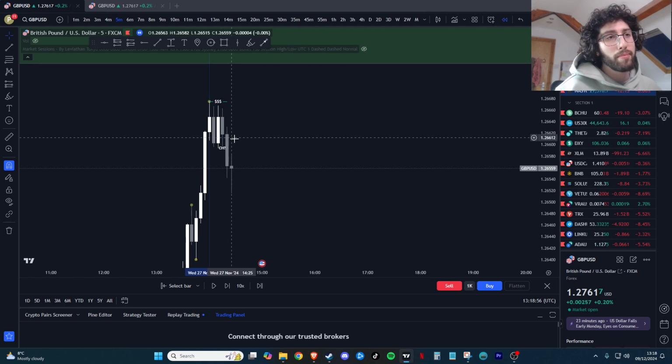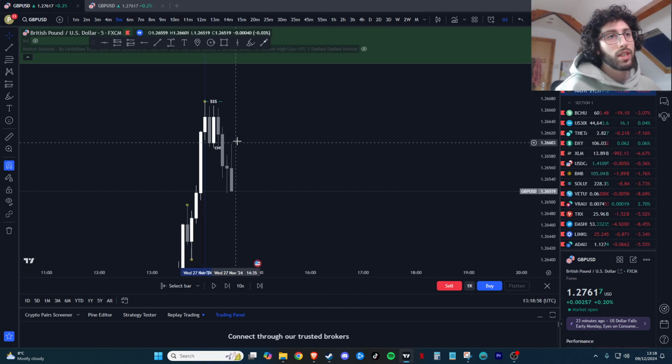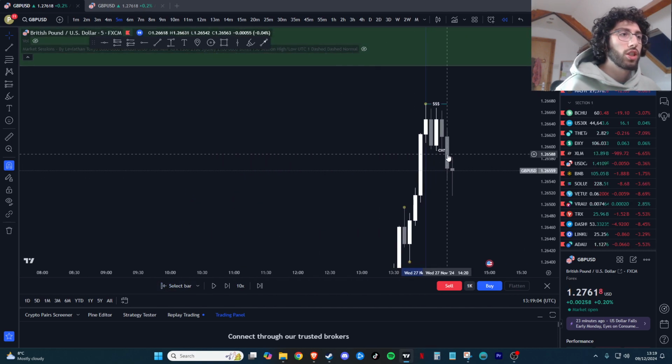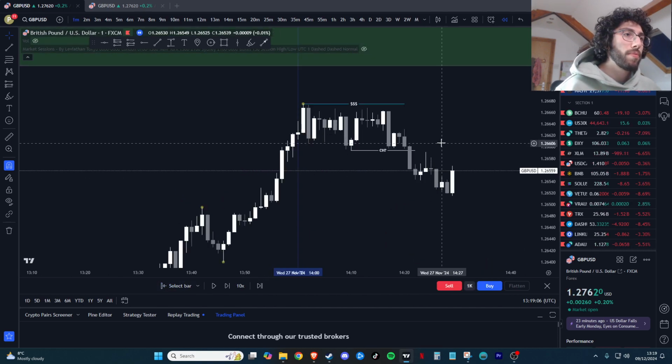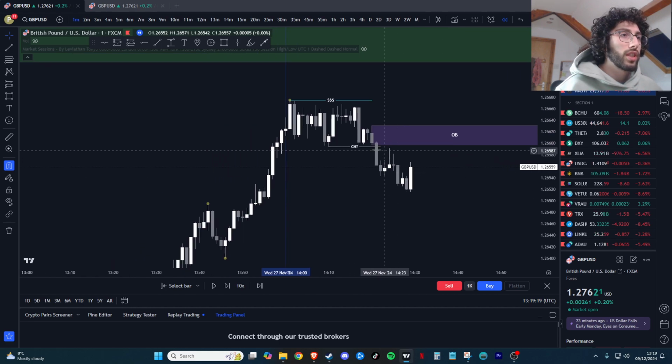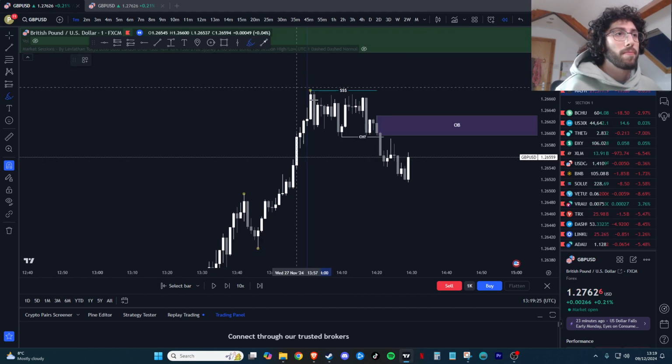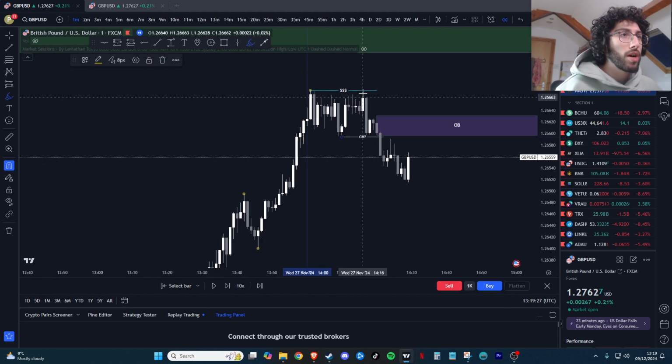Did it create an imbalance? We need to see, did it create an imbalance? Yeah, it created a small imbalance over here. So since we had a change of character and it created a small imbalance, this would have been our first order block. All right. So bam, low here, high over here, low, high, low.